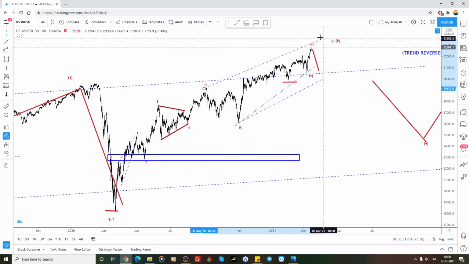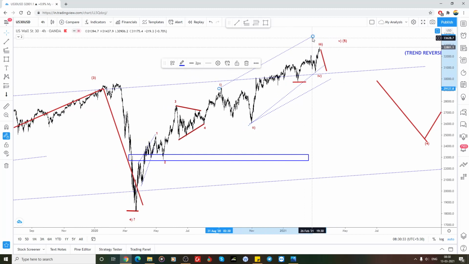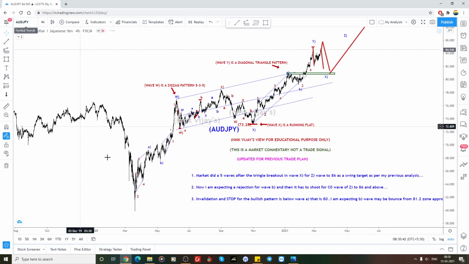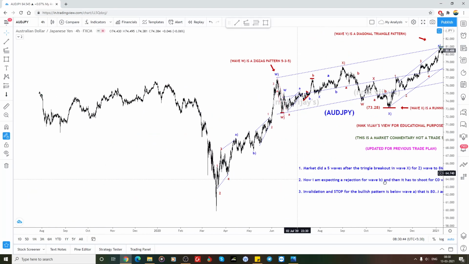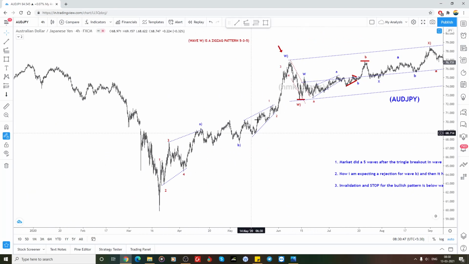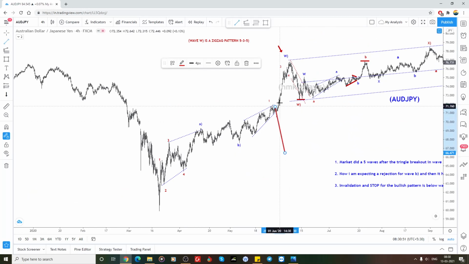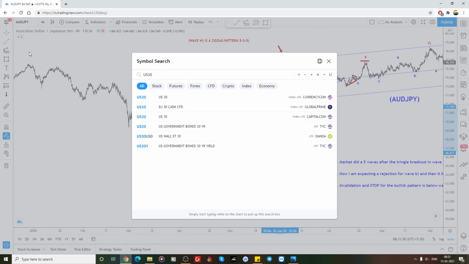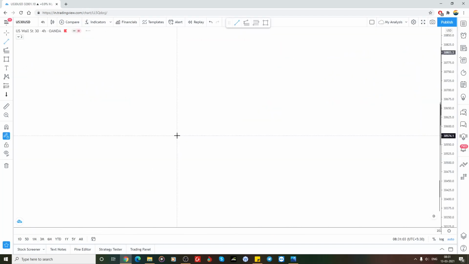So it keeps going bullish, and sometimes I said the wedge will become a channel also, and the same thing happened in AUD JPY. I already said, for example, we were looking for this kind of price action, and from here I expected the downside, but it shot to the upper side, and it made this a leading diagonal. So this kind of price action can happen in US30 also.